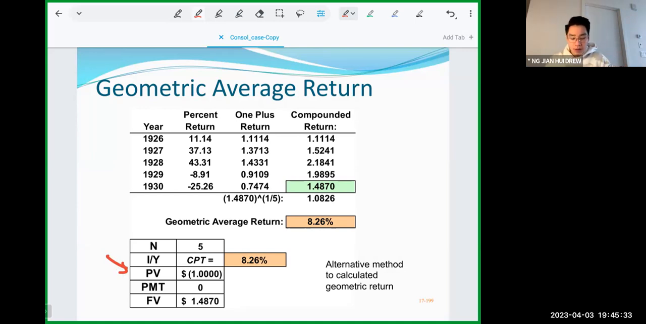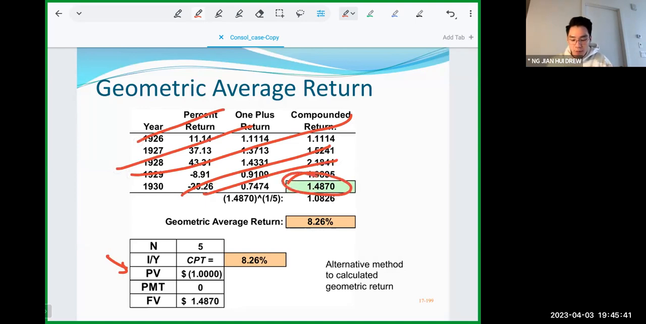Now, if the question does not give you this big chunk of information here, and only gives you this number, 1.4870, you know that this is the final value after 5 years. So n is 5. Hopefully now you are quite familiar with how we do it. So n is 5, FV is 1.4870, and there's no payment because we are just calculating the geometric average.